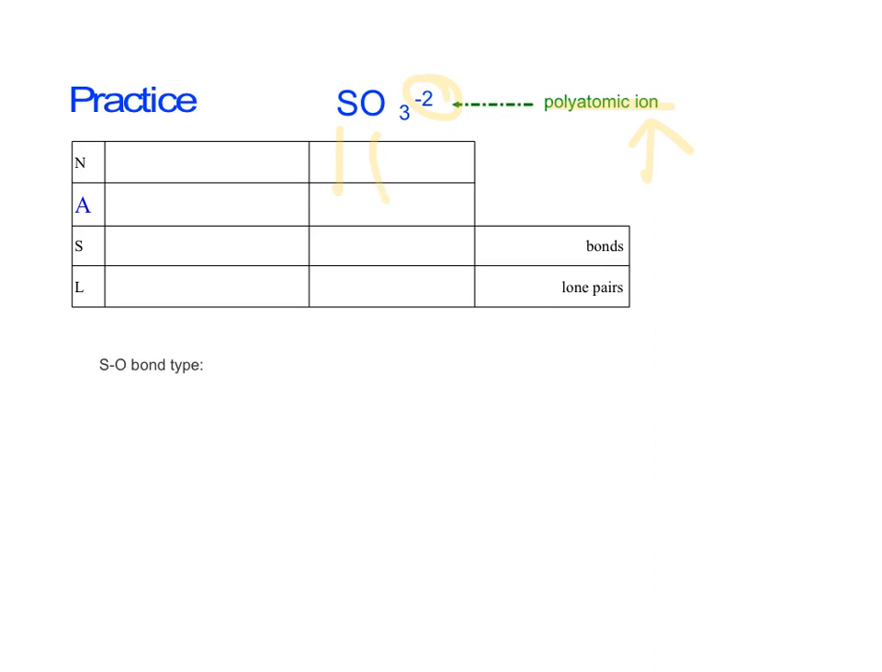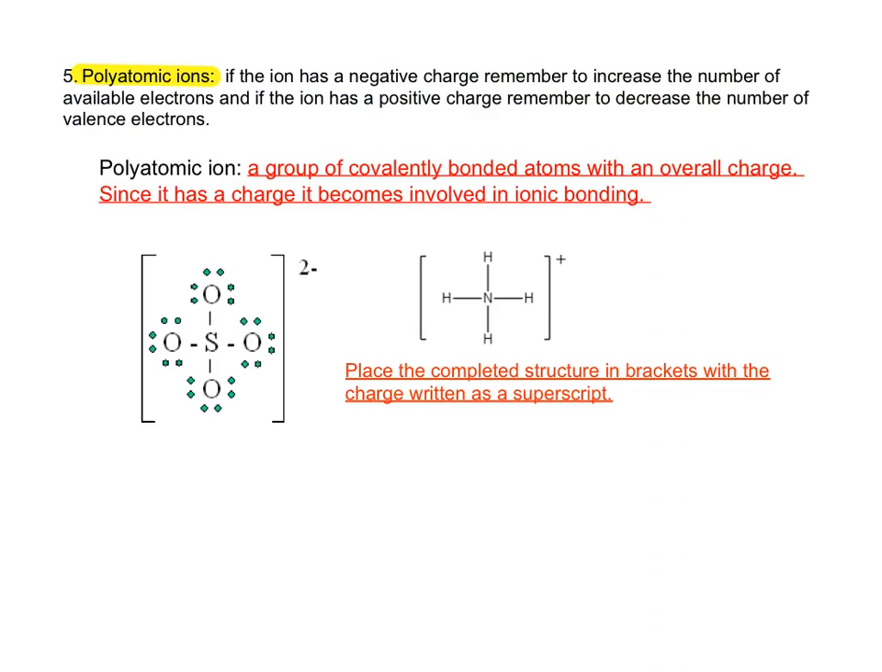Towards the center of your page, you've got to define this. A polyatomic ion is a group of covalently bonded atoms with an overall charge. And since it has a charge, it becomes involved in ionic bonding. It's kind of trippy because it itself contains covalent bonds, but overall acts in ionic bonds, which we'll spend a little more time talking about later.